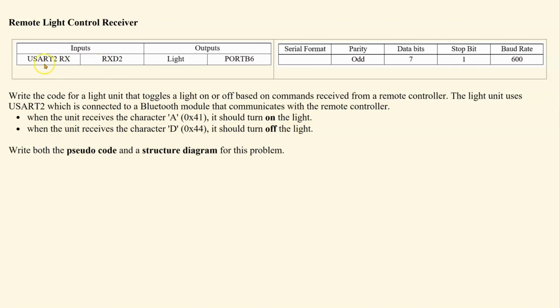So we can see that the input is the USART2 receiver. The output is a light on port B6. And this is the same format as the previous problem. Parity is odd, 7 data bits, 1 stop bit, baud rate of 600. So now pause the video and attempt to write both the pseudocode and the structure diagram for this problem.